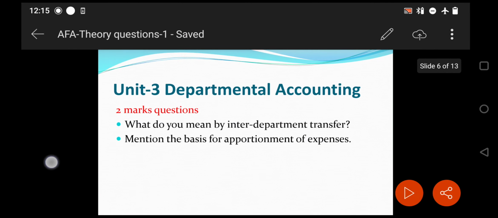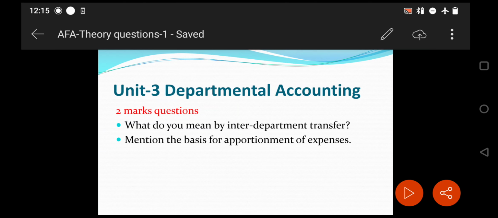Next we have departmental accounting. In this particular chapter you won't get many theory questions, you will have more practicals only. There are only 2 questions you may expect. The first is, what do you mean by inter-department transfer. Inter-department transfer refers to selling of goods by one department to another department, where the company has different departments like A, B, C, D, and it can transfer goods within the company from one department to another.